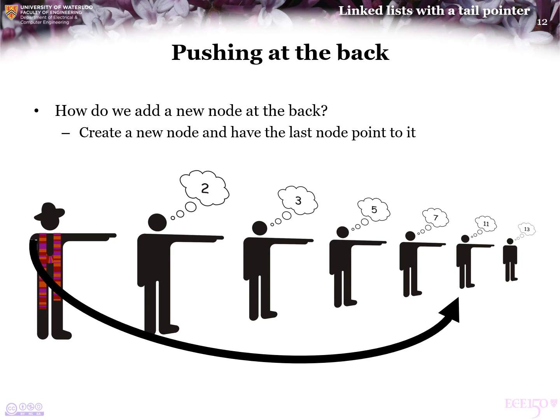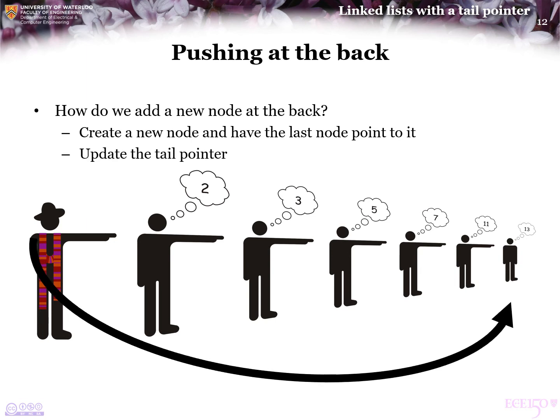Now, the new node we just created has a next pointer that is equal to the null pointer. Also, at this point, we then have to go and update the tail pointer so it is now storing the address of the new tail of the linked list.